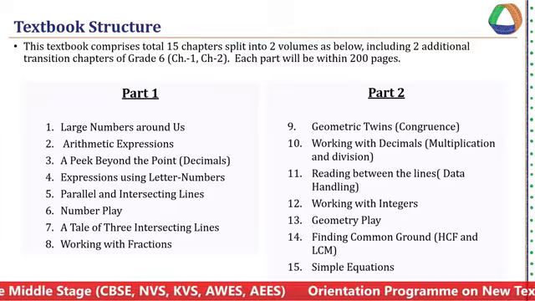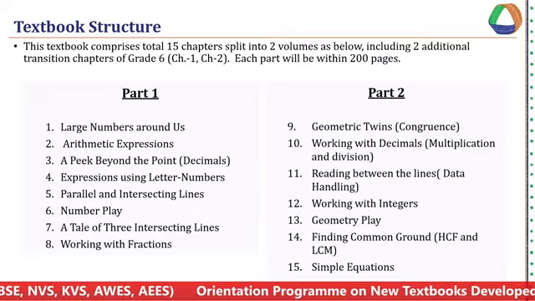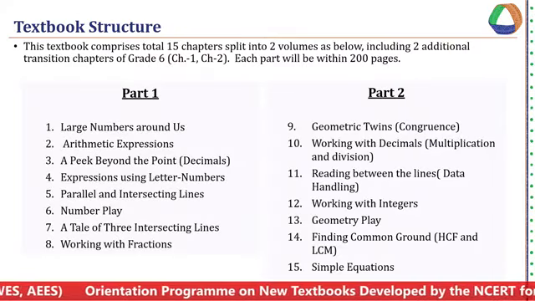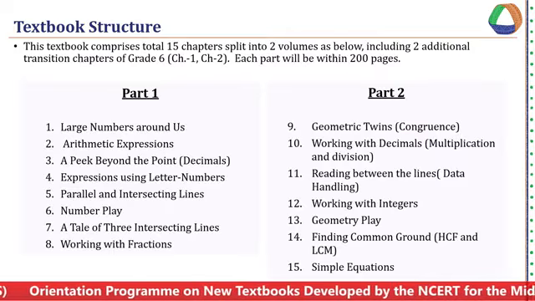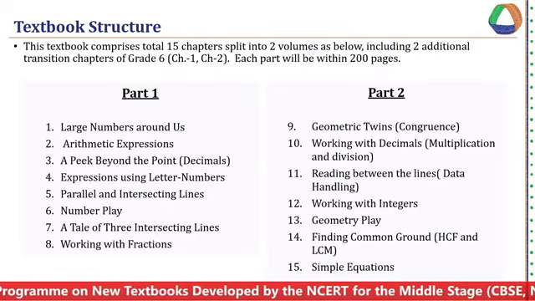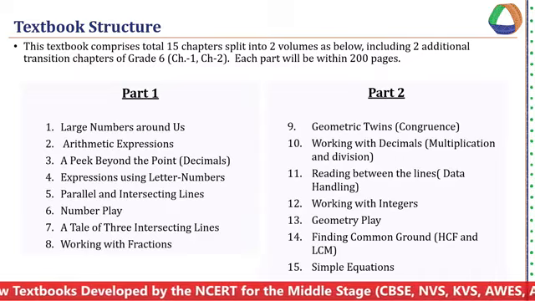That is more important. Some of the names are: A Peek Beyond the Point, by which we mean the decimals. Then the other is A Tale of Three Intersecting Lines. We mean here the triangles. Geometric Twins, in the second part you can see, we are talking about congruence.